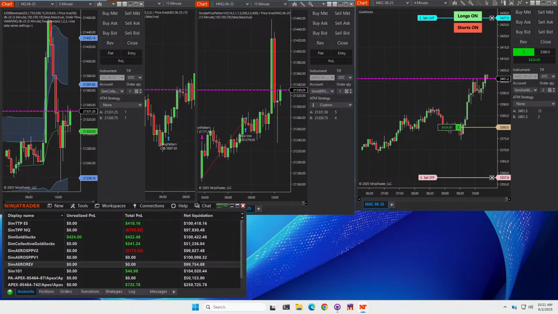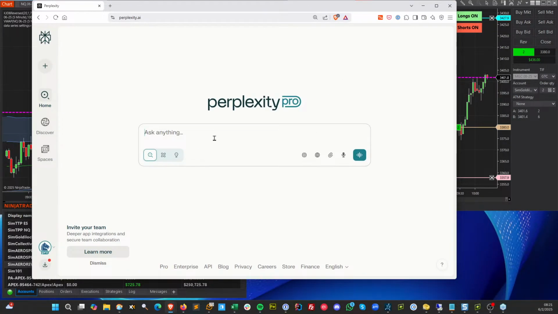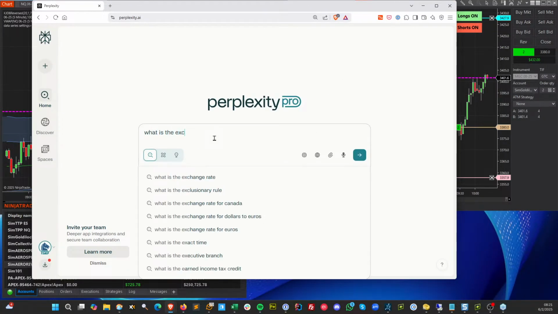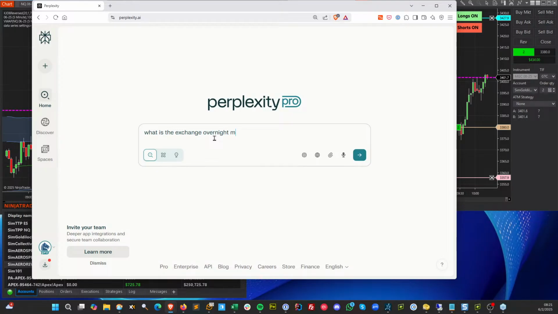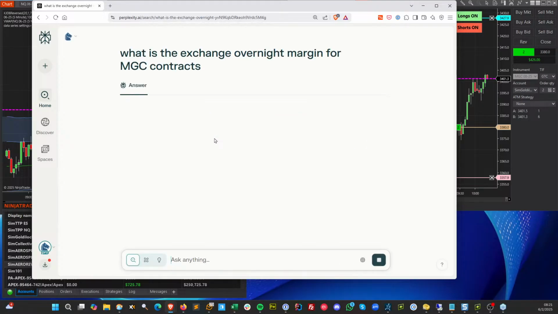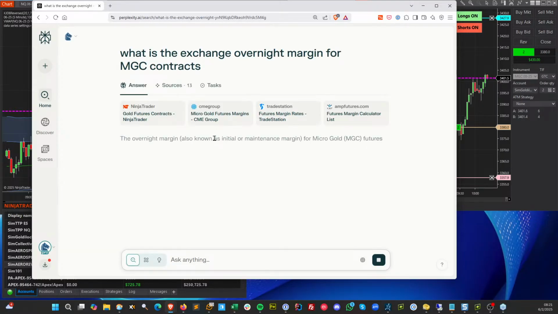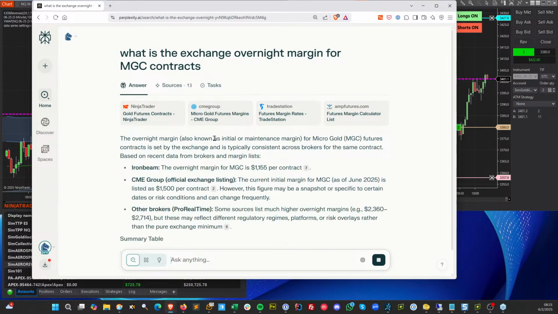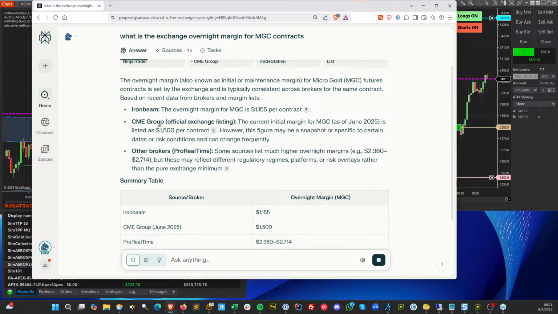What's the overnight margin for NQ? Let me look. We'll use Perplexity. What is the exchange overnight margin for NQ futures? I have a couple of AIs that I use. I use Claude, Perplexity, and ChatGPT. All right, so the official exchange listing is $1,500 per contract. And I'm trading 2 of them, so you need $3,000.